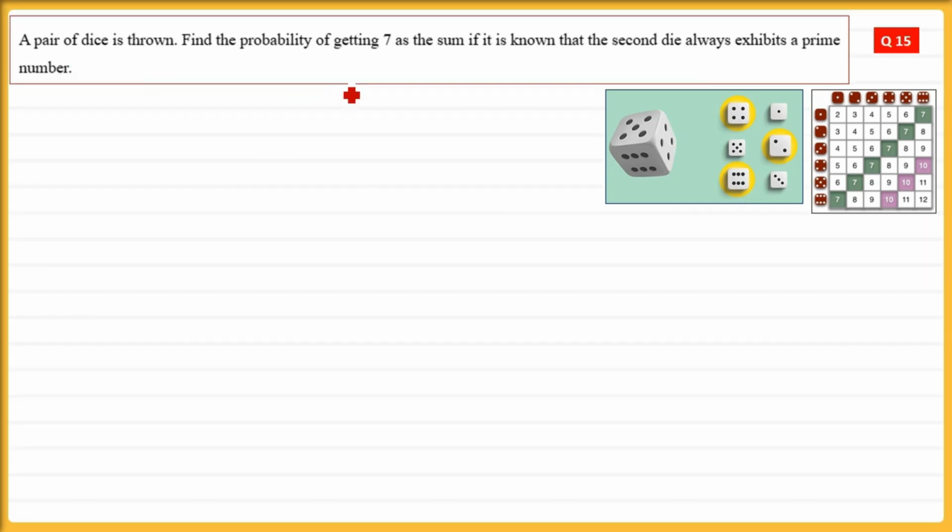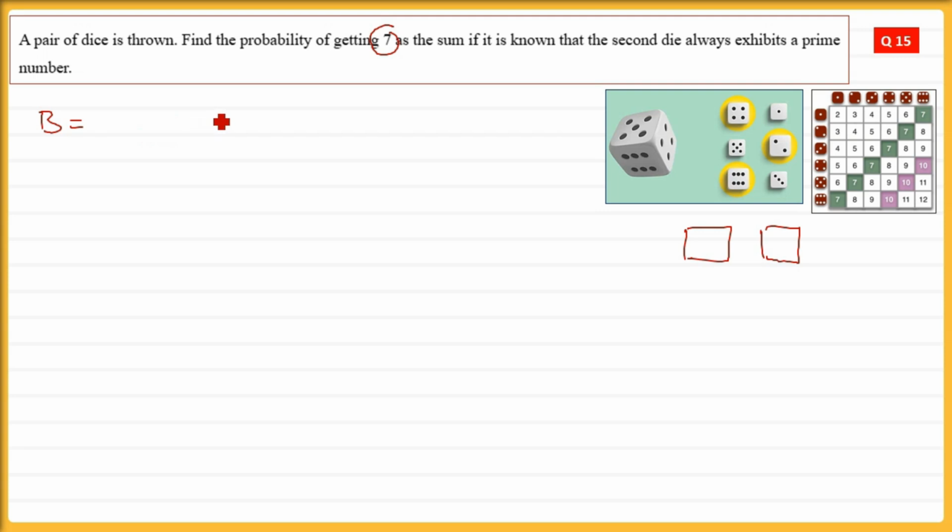A pair of dice is thrown. Find the probability of getting 7 as the sum if it is known that the second die always exhibits a prime number. Now we have two dice and these are being thrown or tossed. Now this 7 should come as the sum.